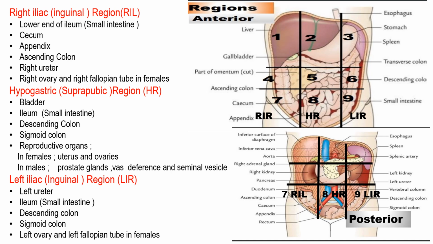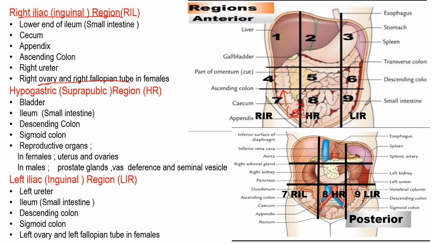Right iliac region, that is also known as right inguinal region. This region contains lower end of ileum, that is last portion of small intestine, and some starting portions of large intestine, that are appendix, cecum, and ascending colon. There are reproductive organs of females present in this region, that are right ovary and right fallopian tube.